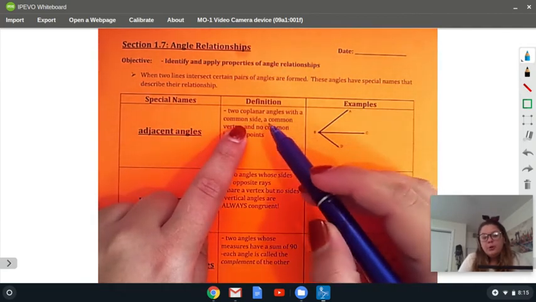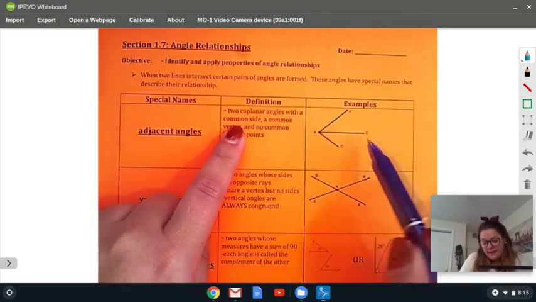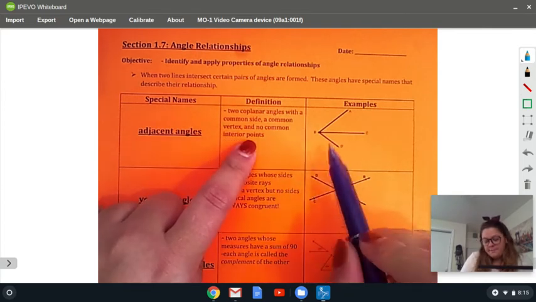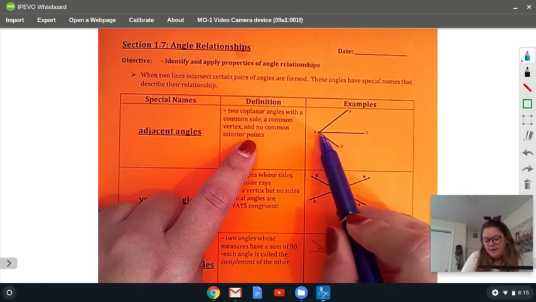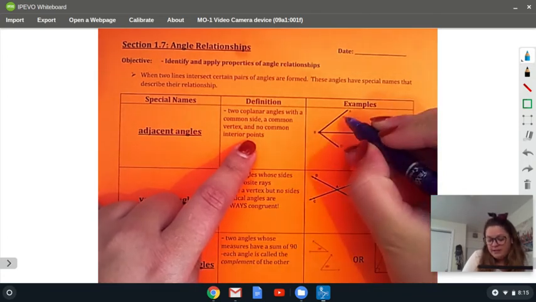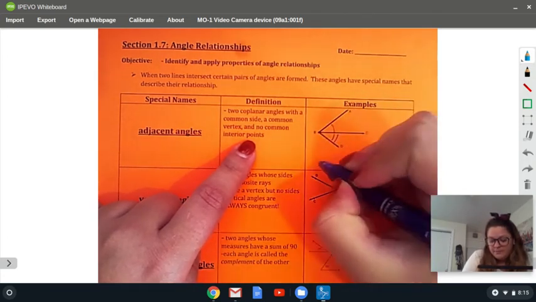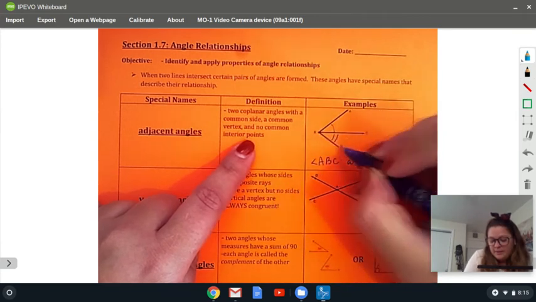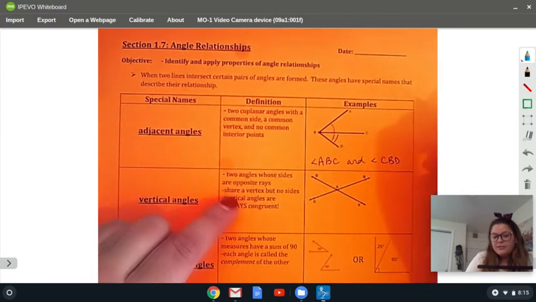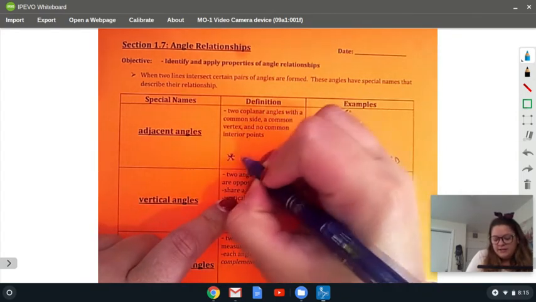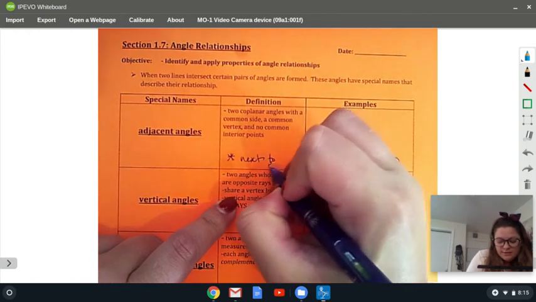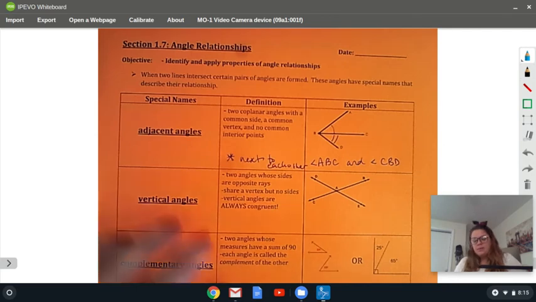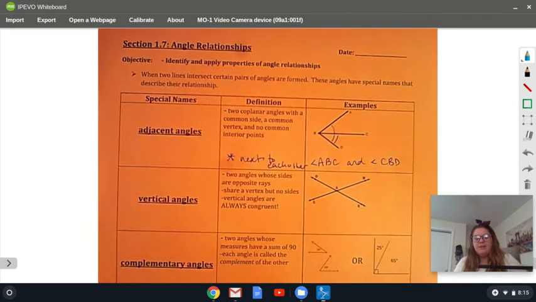Adjacent angles are two coplanar angles with a common side, a common vertex, and no common interior points. So this would be their common side, their common vertex. The adjacent angles would be this one and this one. So angle ABC and angle CBD, those are adjacent angles. Adjacent just means next to each other. You'll notice I use two different marks here because they're not necessarily congruent.